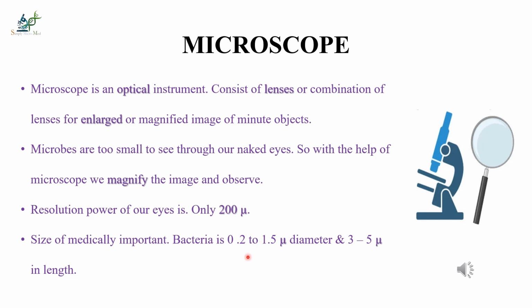and the size of medically important bacteria is 0.2 to 1.5 micron in diameter and 3 to 5 micron in length. So, with the resolution power of our eyes, it is difficult or not possible to see the microorganism. So, with the microscope, we enlarge the magnification of the object or microorganism. We observe and we can study the morphological characters of a microorganism with the help of this microscope.